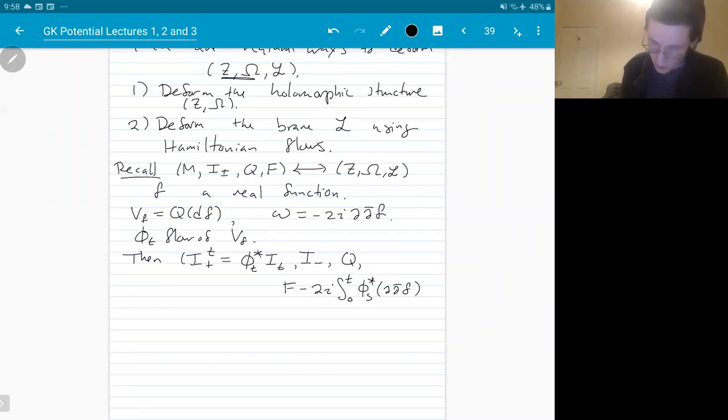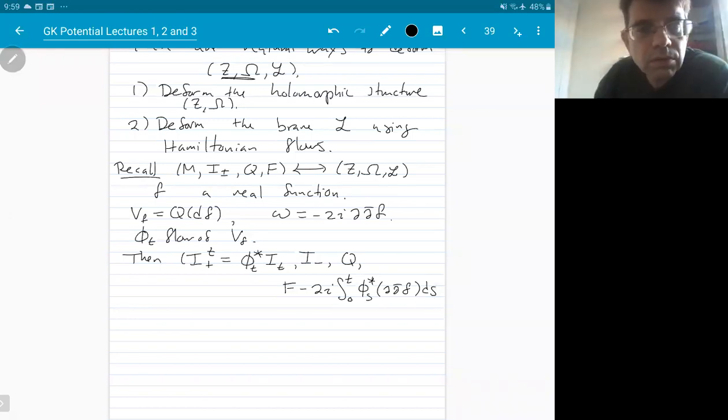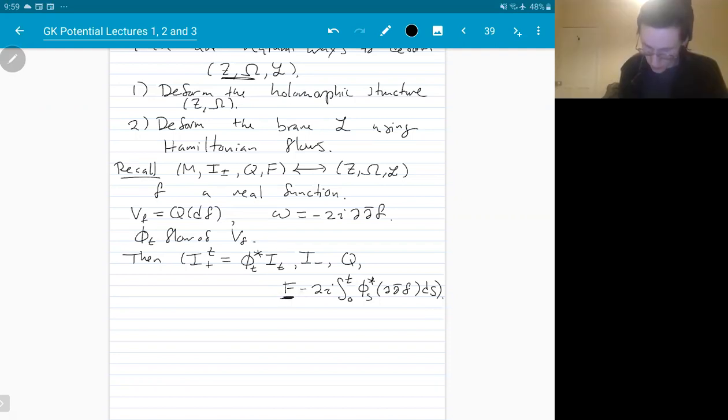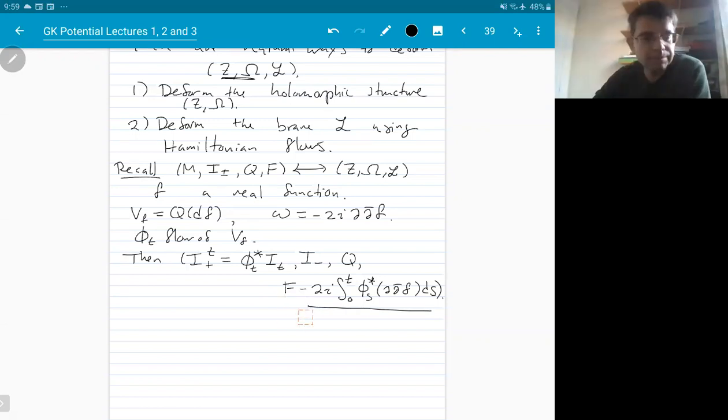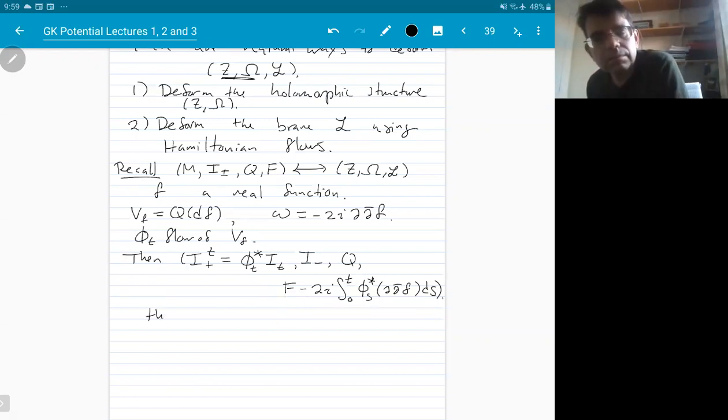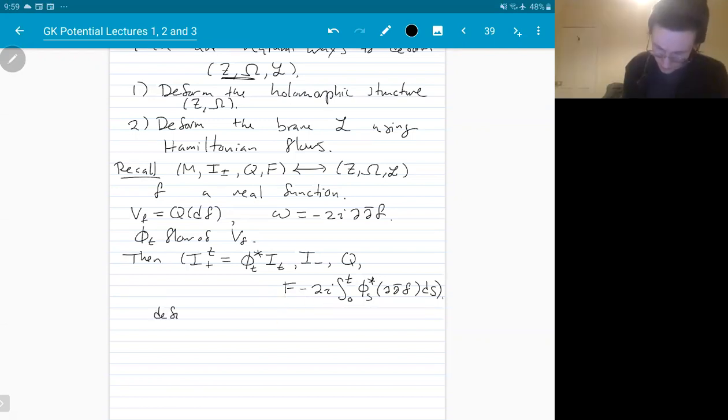You basically take dd bar of the function and average it over the flow. Sorry, what happens with the initial F? Probably you have F0 plus that guy? Yeah, that's right. So F0 plus this. Oh, okay. Yeah, and this deforms the GK structure.